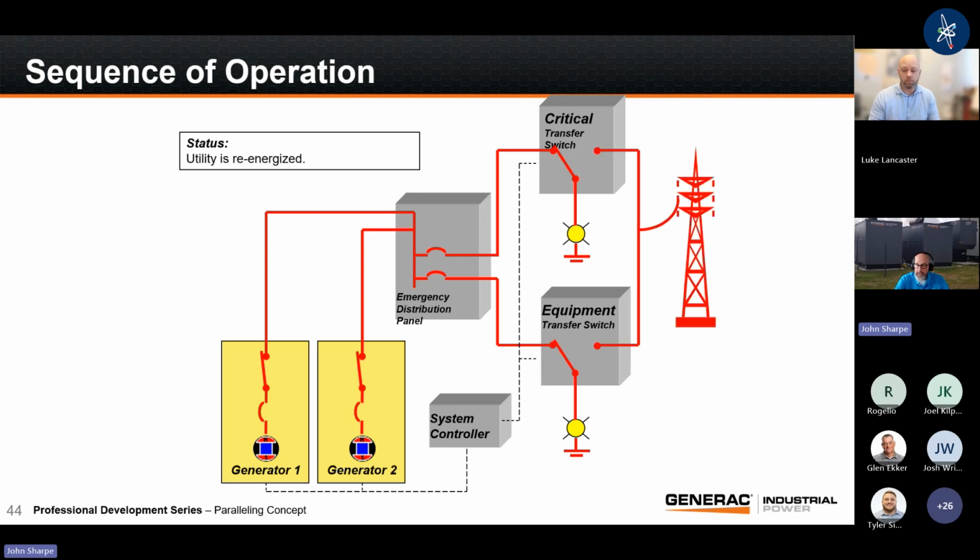Utility comes back, just like you would in any other project. The transfer switch recognizes that, tells everybody, hey, we don't need to be on source 2 anymore. So first we're going to transfer to source 1, and then we're going to tell the system, go ahead into cool down mode. Once you're running in cool down mode for a while, 5 minutes to let the turbos and the engine block cool down, then we can go ahead and shut these units down.